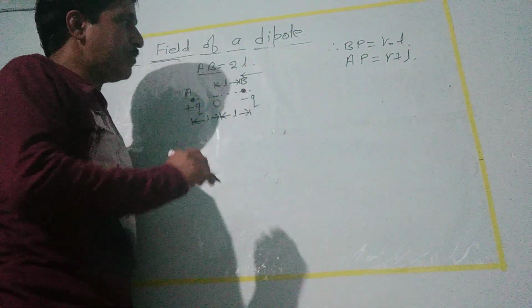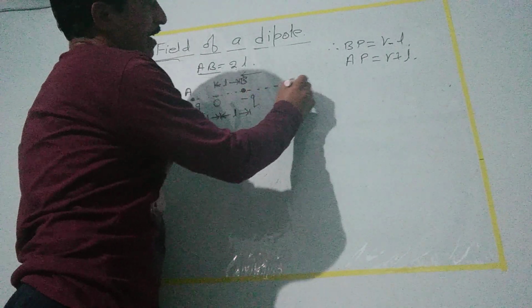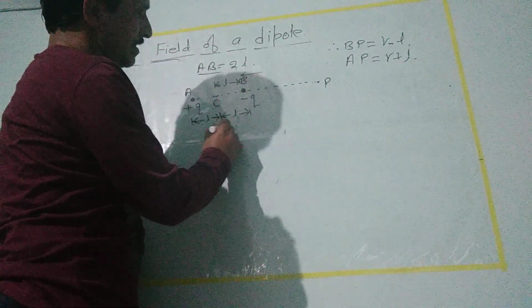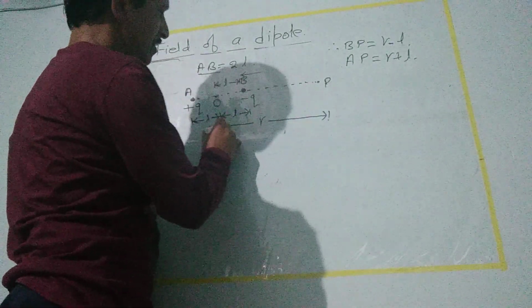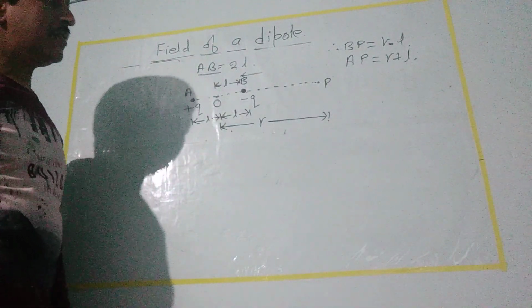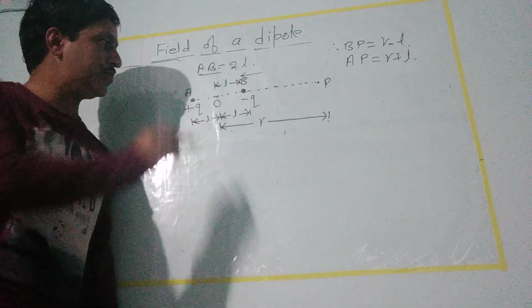Now suppose there is a point on the axis of the dipole at a distance r from its midpoint. Call this point P. This is the point at which we have to calculate the electric field due to the given dipole.